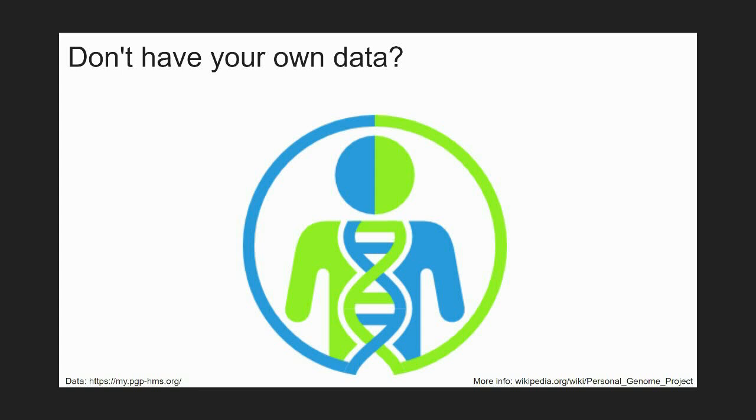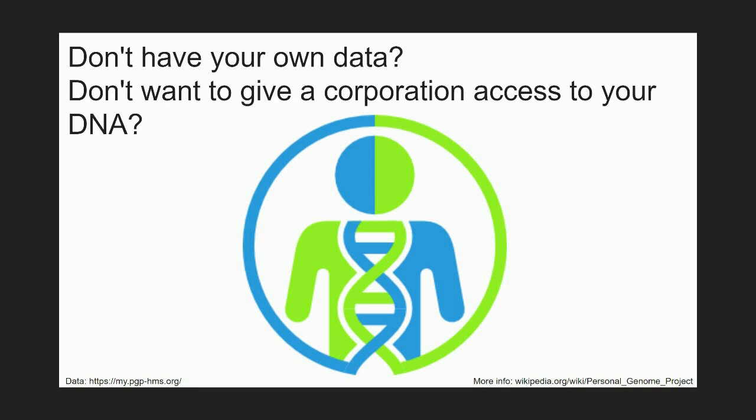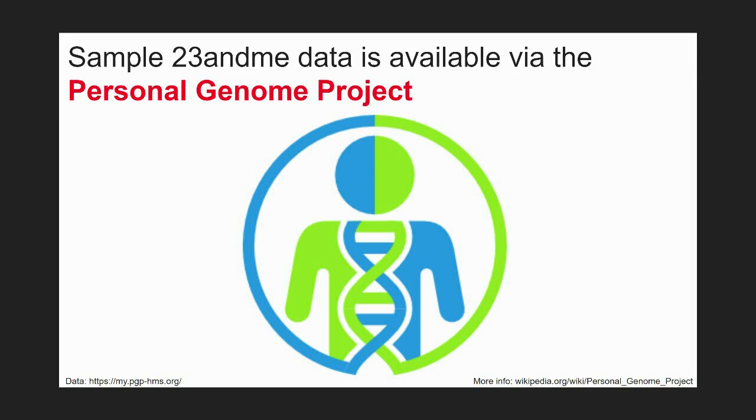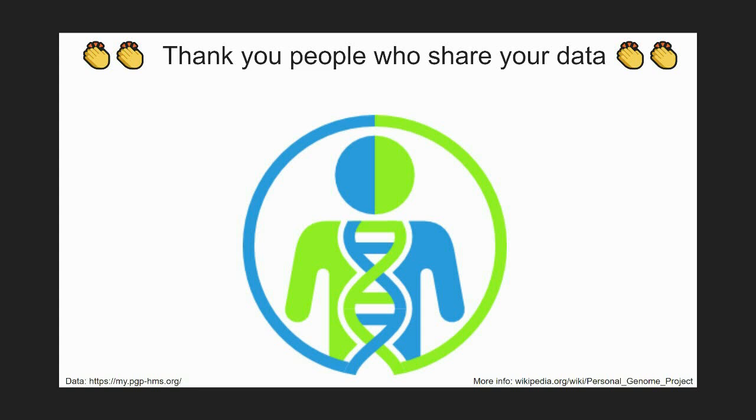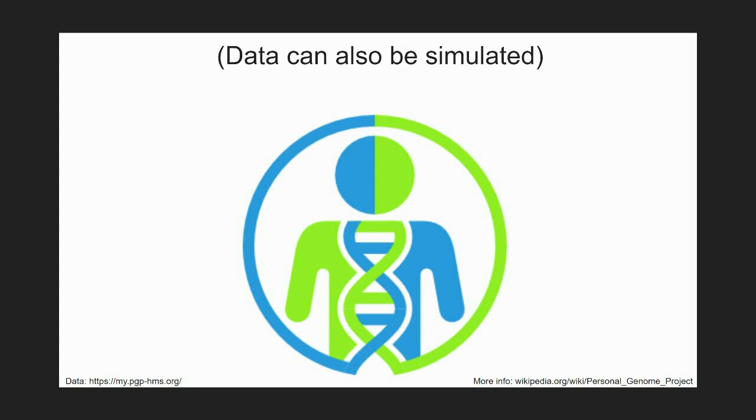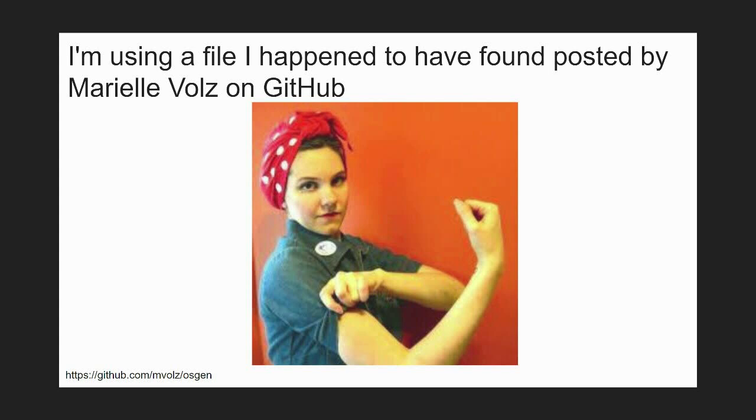So if you don't have your own data or aren't comfortable providing it to a for-profit company, luckily there are places you can get data from other people who have decided to post their data online. So you can go to the Personal Genome Project and download data from people. Thank you to the people who have participated in studies and who have posted their data for free. Also, let's talk at the end, there are ways that you can just simulate data. And I happen to use a data set that was posted by somebody else, Marielle Vols. I don't know if it's her own data, but in my journey, I happened upon it. So thank you to them for posting some code, and in particular some data that I found easily.